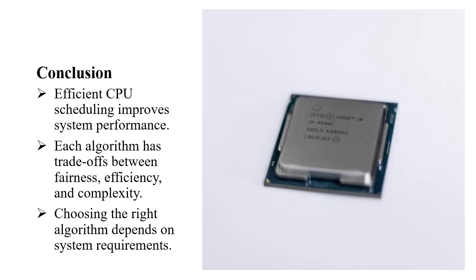Next, conclusion. To summarize, CPU scheduling is crucial for efficient process execution in operating systems. Different scheduling algorithms have trade-offs between fairness, efficiency, and complexity. Choosing the right algorithm depends on the system's requirements and workload types. Future advancement will focus on AI, power efficiency, and hybrid scheduling.